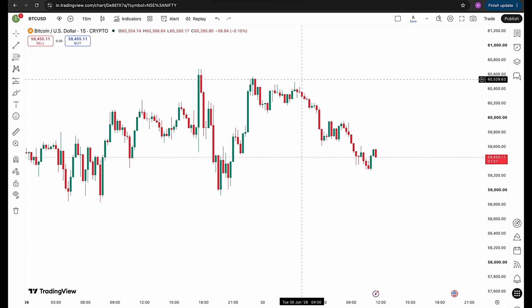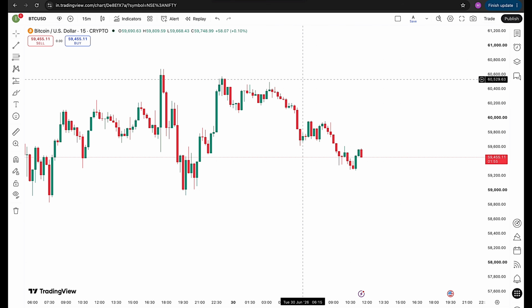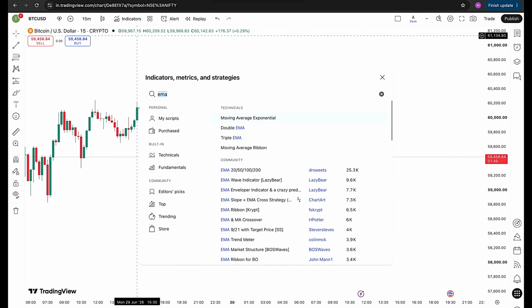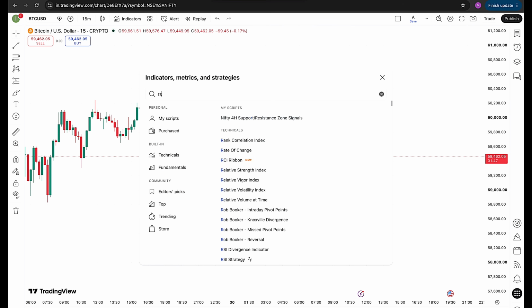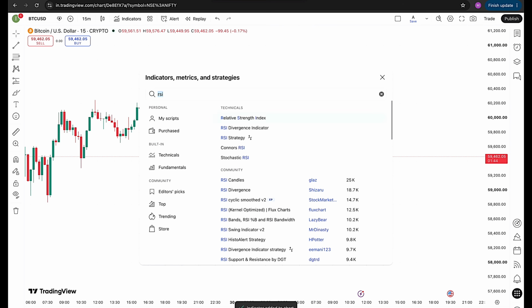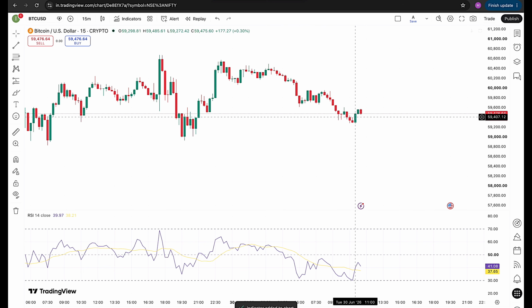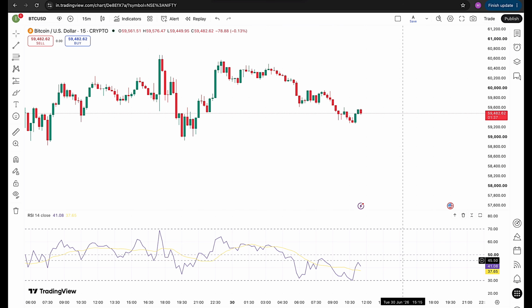RSI is a momentum indicator. We'll use it for momentum, so to use it, go to the indicator section and search here for RSI. Relative Strength Index, when you add it, it will look something like this. Your period should be 14 here. As you can see, you'll notice the 50, 70, and 30 levels.